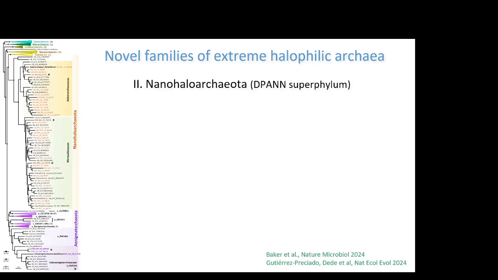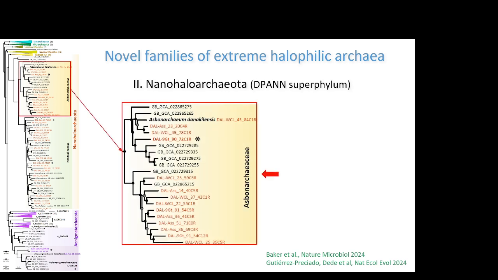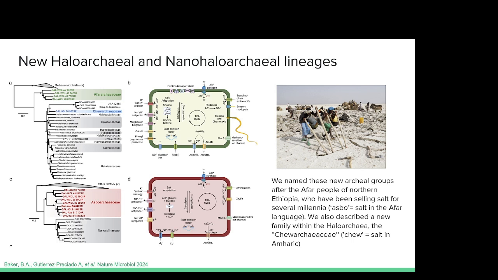And we also have a novel class, I think, a novel family of Nanohalarchaea. And we named these using words that mean salt for the Afar people, who have been living here for millennia extracting the salt. So we named the DPANN the Aswanarchaea, and the Halarchaea the Afararchaea and the Chuarchaea, which are related to salt.